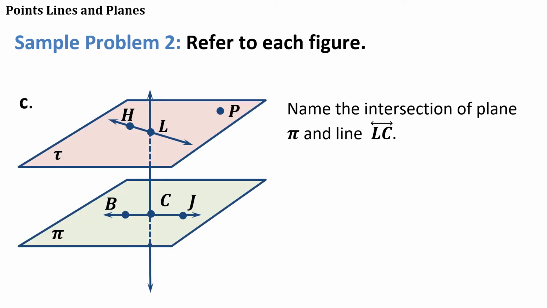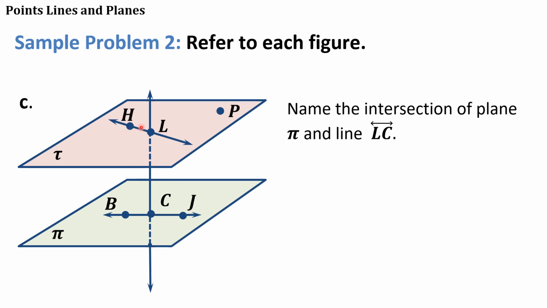Now I have something a little bit different here. I have two planes. I have plane T right here, and I have plane pi down here, and they are being intersected by a line. They're asking me to name the intersection of plane pi. So I'm going to put my attention on this plane right here. And what is intersecting it?